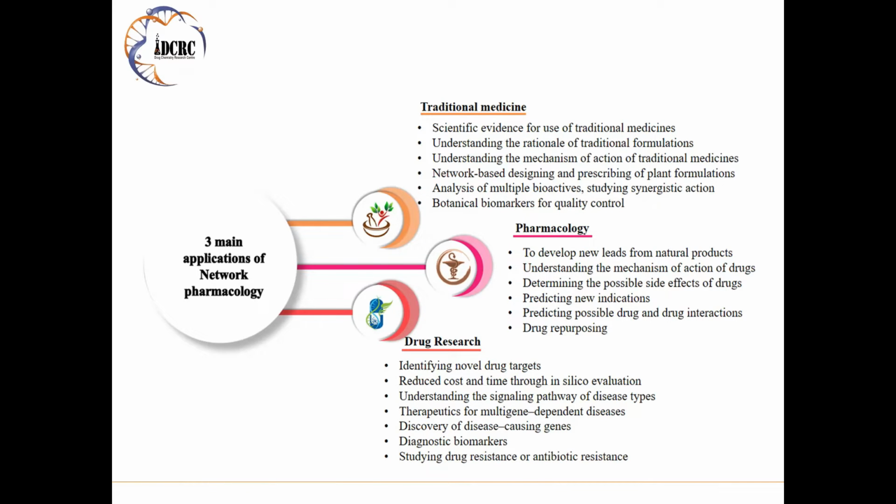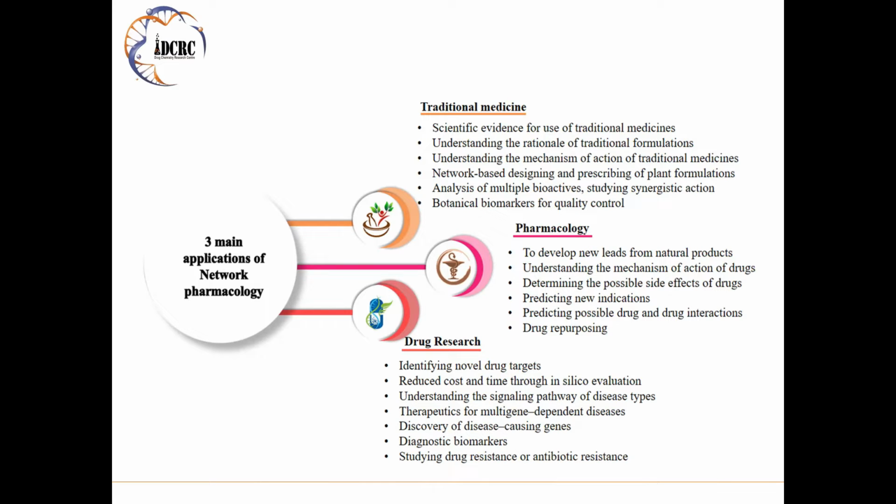Then diagnostic biomarkers. As I told you, we can compare the genetic or biomarker profile of diseased and non-diseased individuals. There will be some genes or proteins which are more expressed in particular disease conditions. So these identified genes or proteins can serve as a biomarker in a particular disease. We can identify this with the help of network pharmacology.